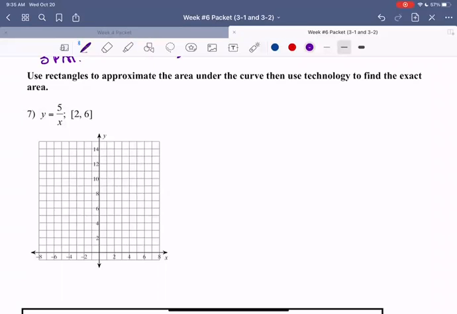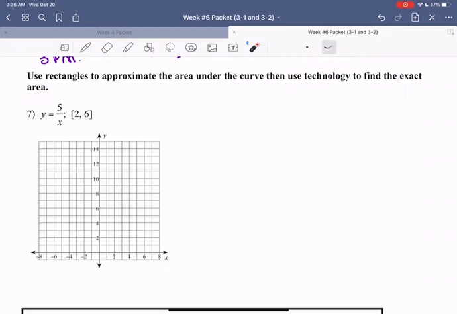Hello, everyone. In this video, we're going to look at example 7 on the notes and examples from section 3.1 on the definite integral. So for this example, we are told to use rectangles to approximate the area under the curve, and then use technology to find the exact area.